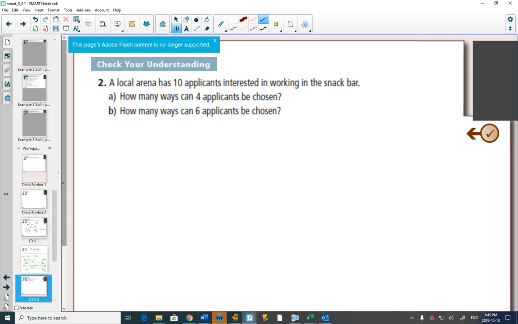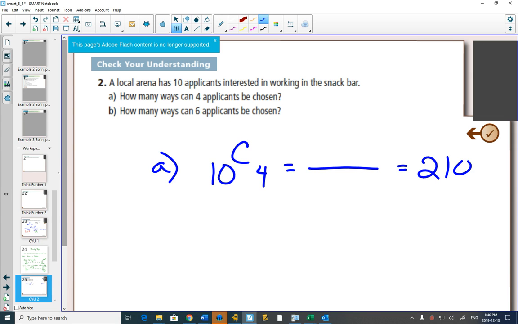So one of the things that's going to happen when you read these questions later on is you have to first decide, does the order matter or not? Should I go to my permutation strategies or should I go to my combination strategies? So here, if we decide the order doesn't matter, well, then I have 10 applicants. I just want to choose 4. 10 choose 4. Go to my calculator. And I get 210. I'm going to leave a space there because I'm going to write something in here afterwards.